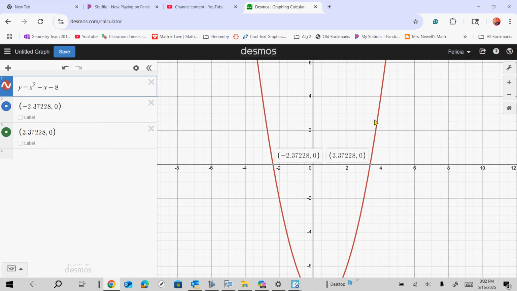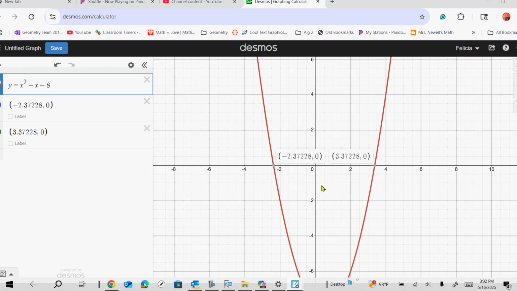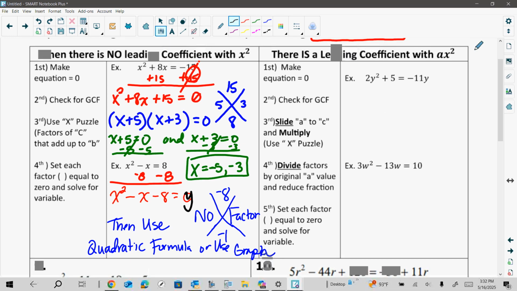It would show me its value, and I can use that ordered pair, okay? So that just helps you whenever we can't factor. So our other way is whenever we do have a leading coefficient of a, excuse me, but we still want to make the equation equal to 0.